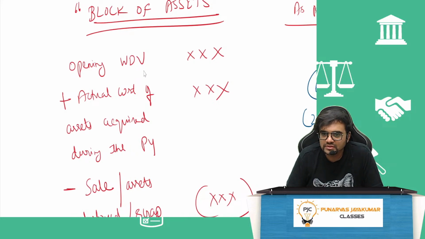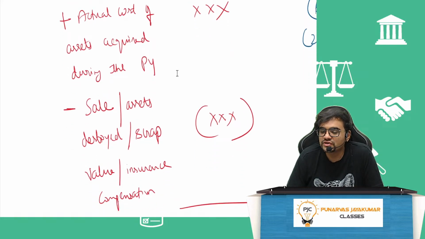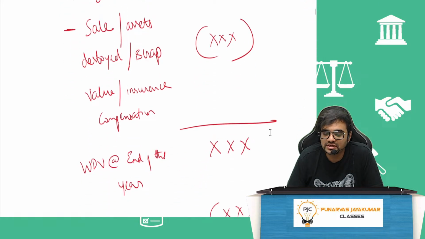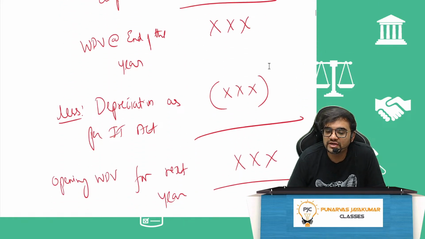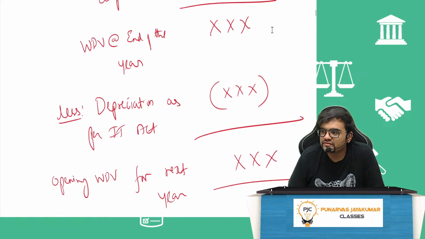So one will come, what? Opening WDV will come. To that you should add what? Cost of assets acquired during the previous year. Minus sale, or assets destroyed, or scrap value, or insurance compensation, etc. Whatever you get will be the WDV at the end of the year. To that you should do depreciation as per the Income Tax Act. And that will be the opening WDV of the next year.